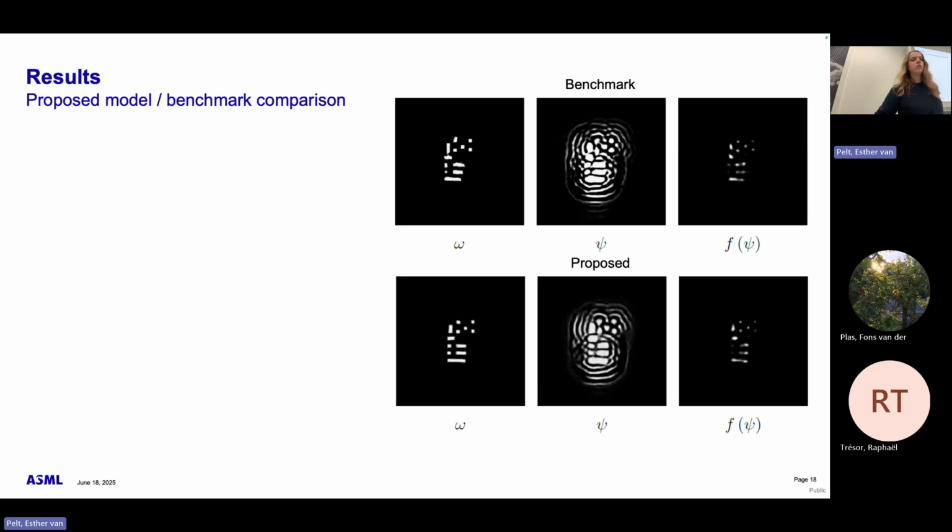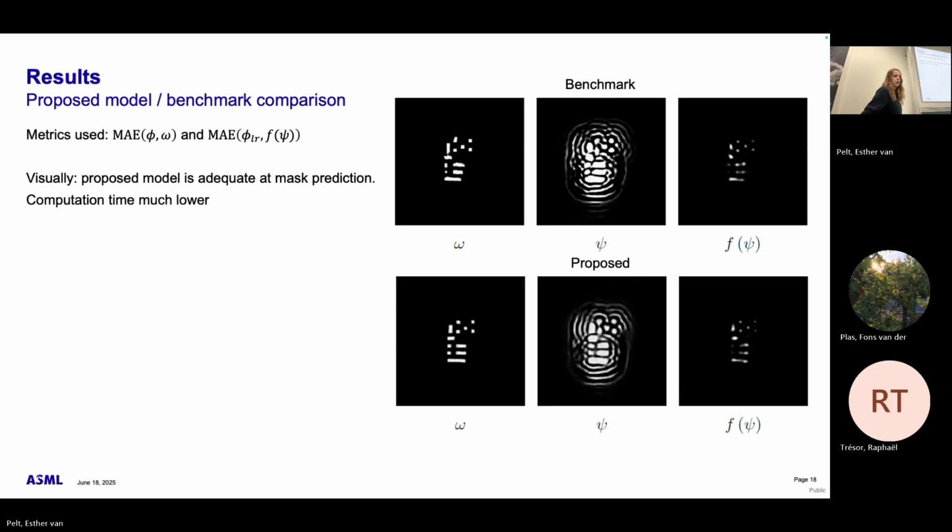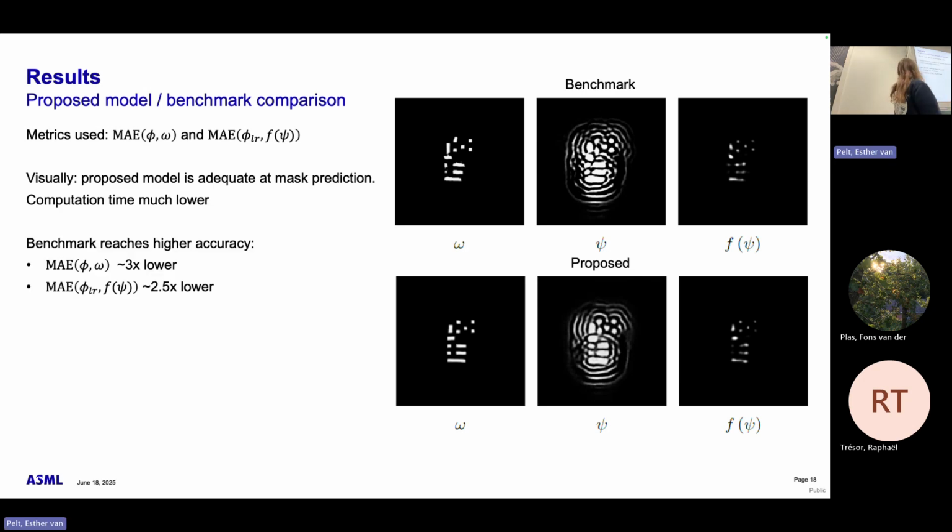And then we see that overall the results are quite good. Also for this model, we can predict reasonable masks. The shapes are all there. To score them, we use the mean absolute error between the input and output. And then we see that still the benchmark does reach higher accuracy. So the errors are lower, but we also see that computation time for the proposed model is much lower. We're talking seconds here, where the other was taking about 10 minutes at a time. And based on that, knowing that accuracy was not our only criterion, we can conclude that it's actually quite good.